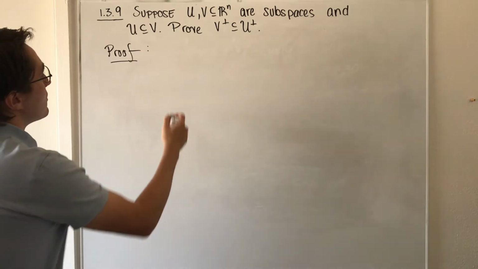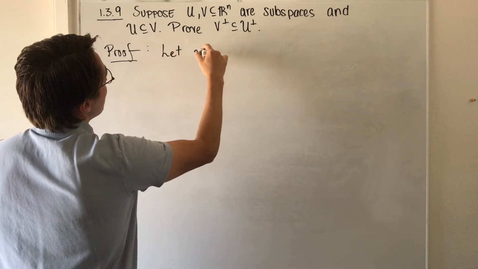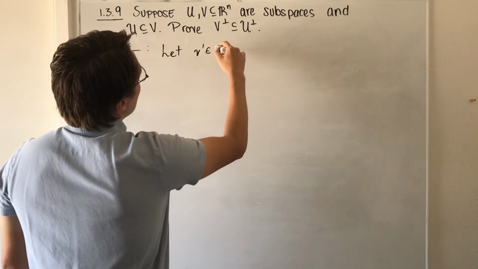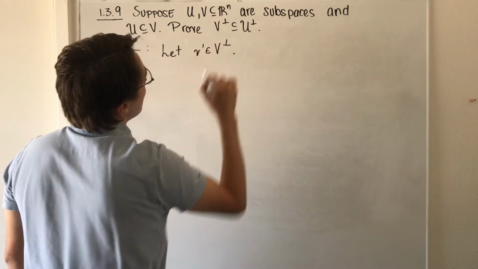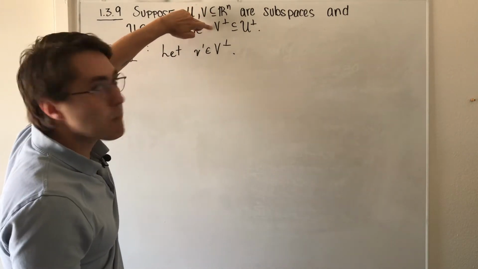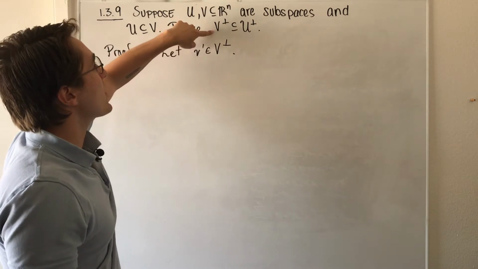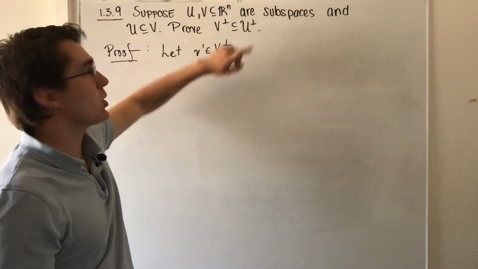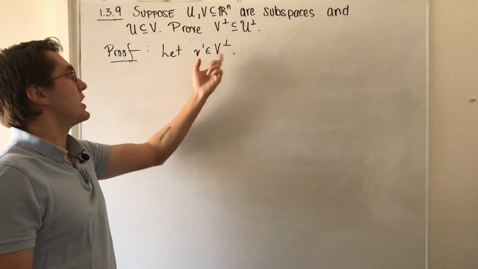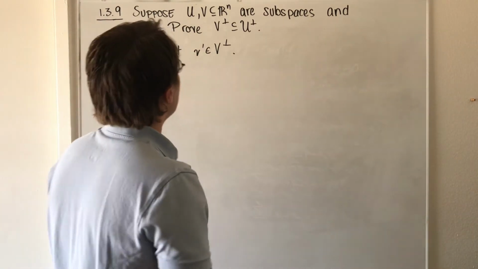Okay, so let's let V prime be an element of V perp. Now, if you remember for proofs like this, if I take an element of V perp and I want to show that it's a subset of U perp, I need to show that that element is also in U perp. So at the end of this, I should get that V prime is also in U perp. That's what I'm trying to show.